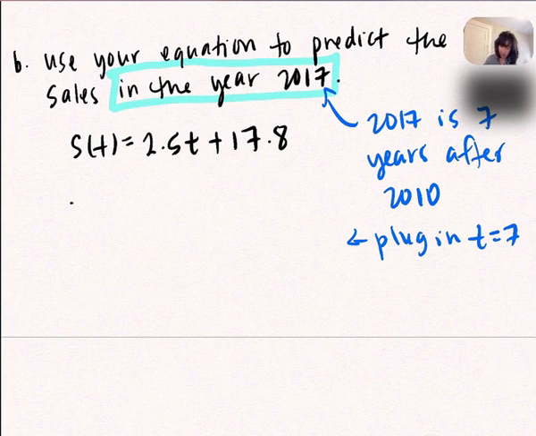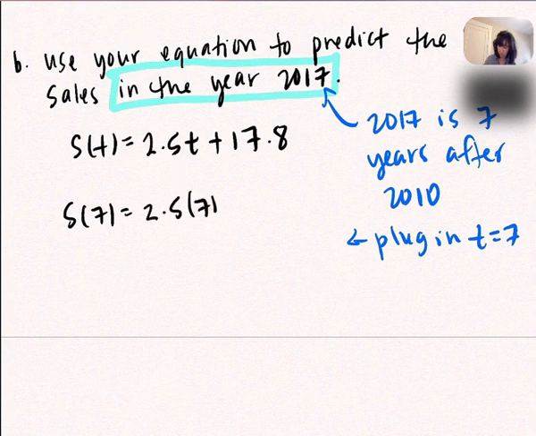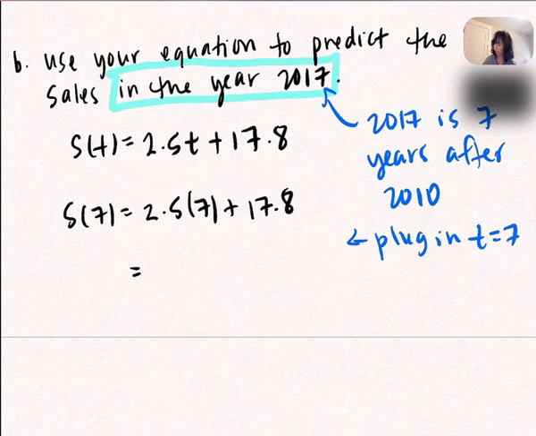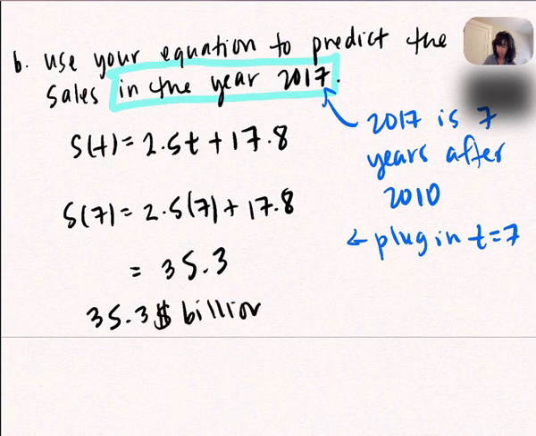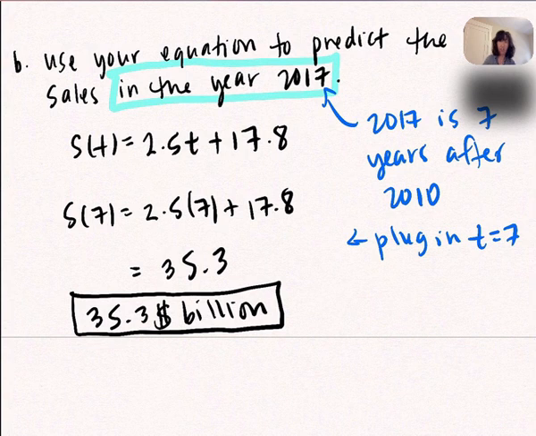So if I plug in 7, and simplify, I get 35.3. So we're going to predict our sales to be 35.3 billion in 2017 based on our linear equation.